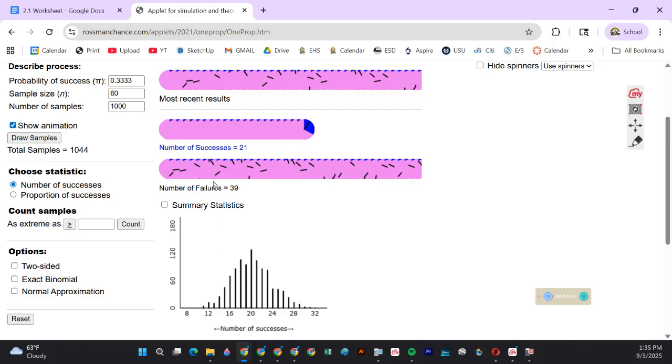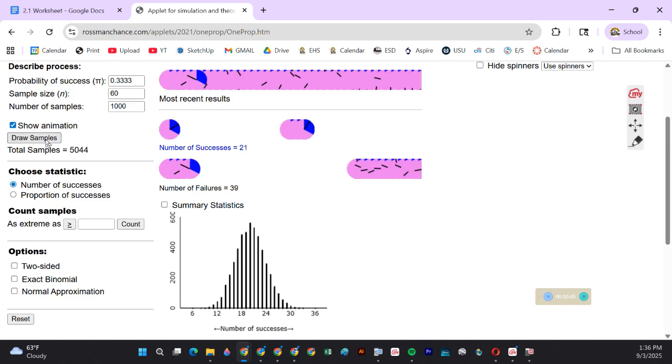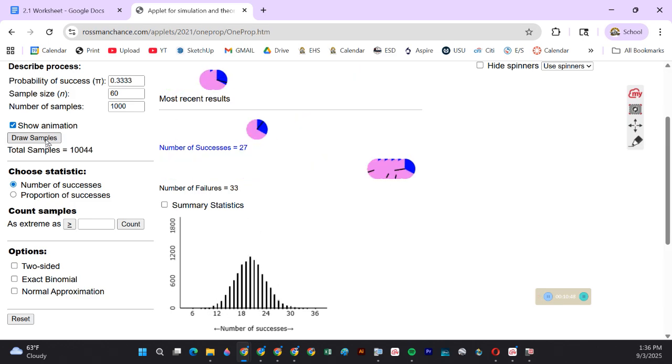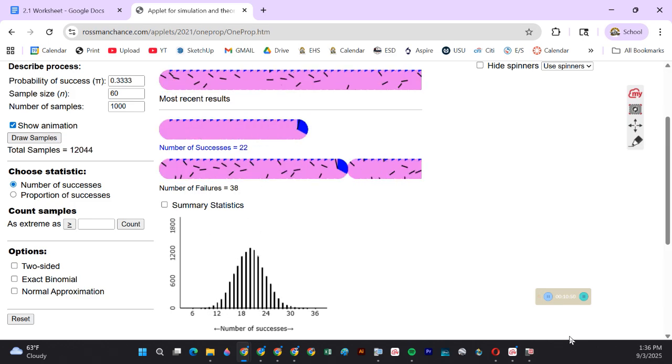It's still not perfect. So we're going to do this over and over and over. 1,000-ish is usually good enough. If you don't have a very good looking histogram, then do more. So I could draw samples again, draw samples again. And the more I draw, the better my histogram looks. Okay? So number 9, what is the shape of this histogram? Normal.